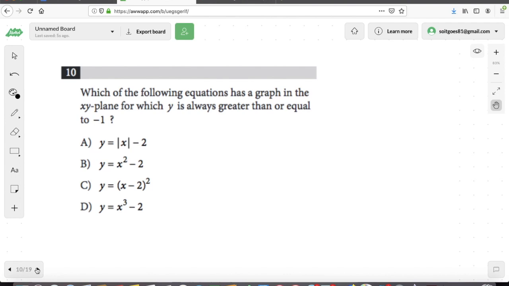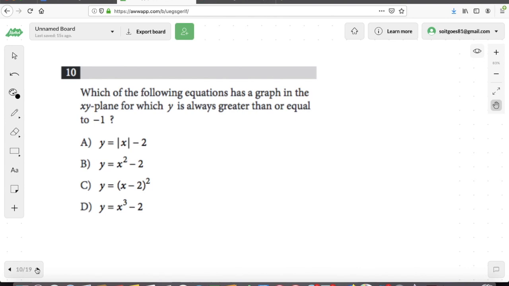All right. This one's a little bit trickier. Go ahead and read question number 10 for me, please. Which of the following equations has a graph in the xy plane for which y is always greater than or equal to -1?